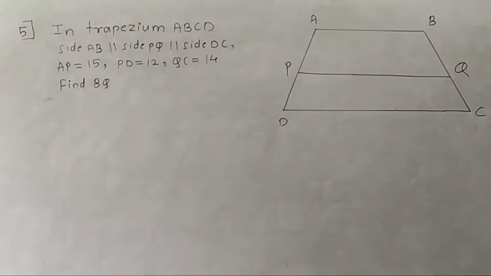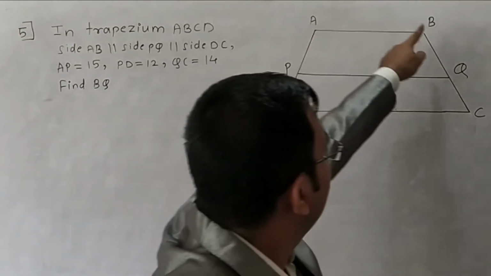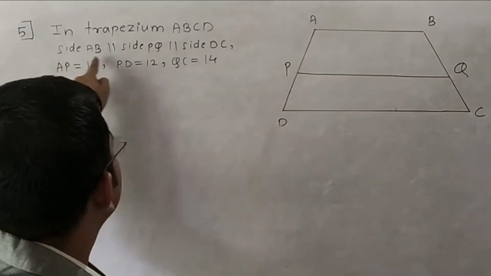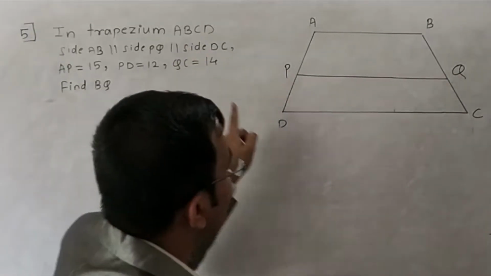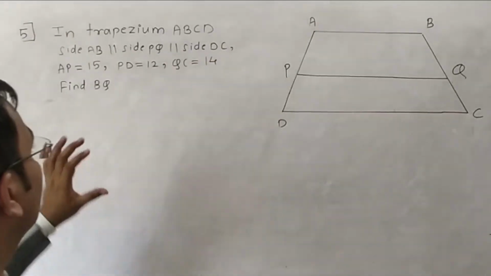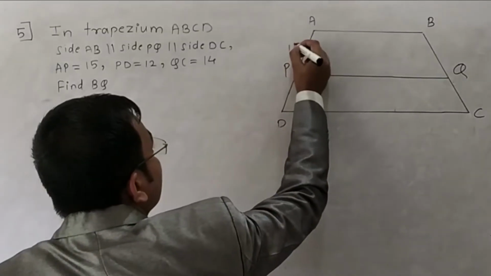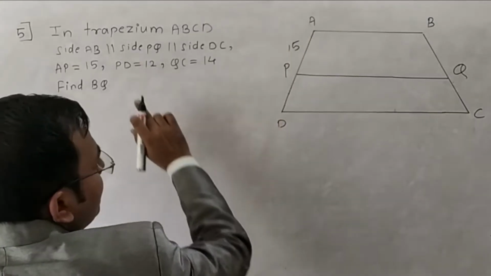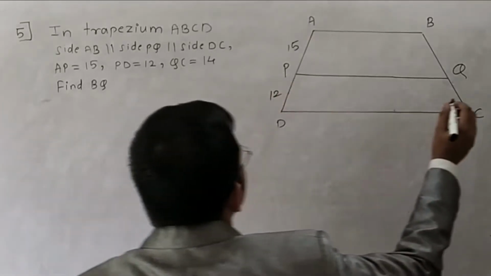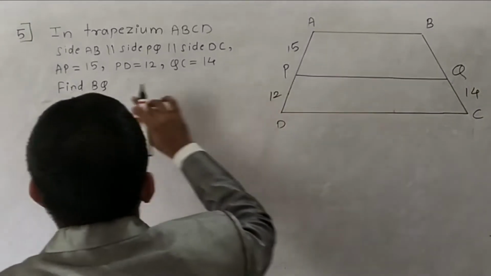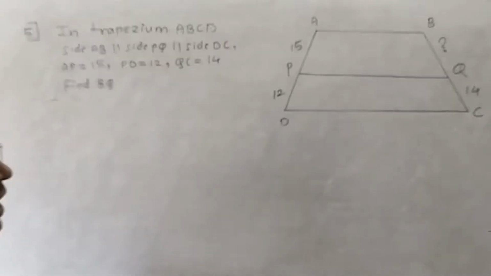Now fifth sum. In trapezium ABCD, side AB parallel to side PQ parallel to side DC is given. Now AP is 15, so AP is here 15. Write down. PD is 12. QC is 14. And BQ we have to find out. So make it a question mark. This we have to find out.